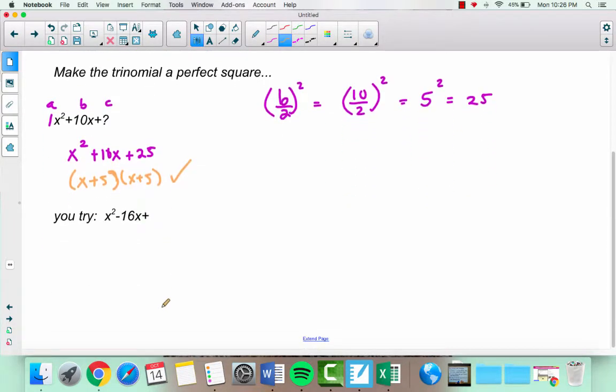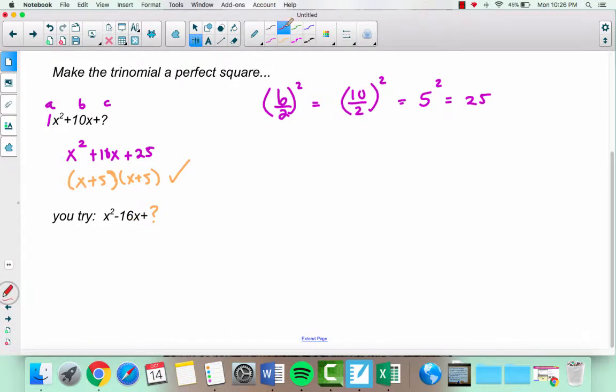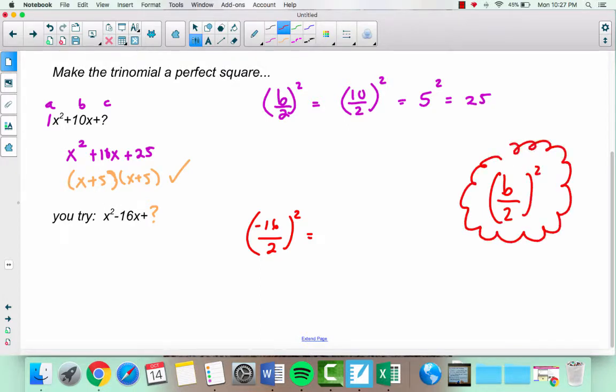And I would encourage you to try this one: x squared minus 16x plus some number. You would want to figure out what negative 16 divided by 2, squared, is. And once you find that number, that's going to go here. So it's the same process: b divided by 2, and then square it. This is what would turn a trinomial into a perfect square trinomial. And this process is what's going to lead us into completing the square.